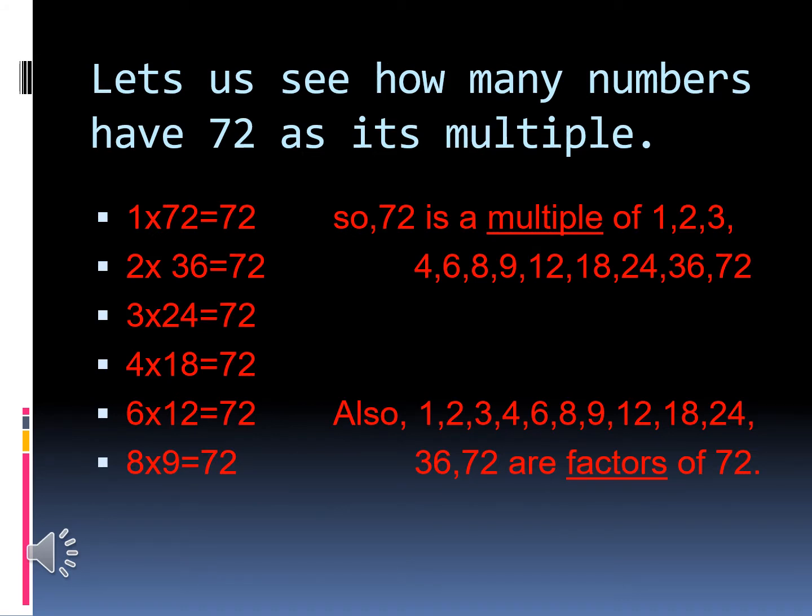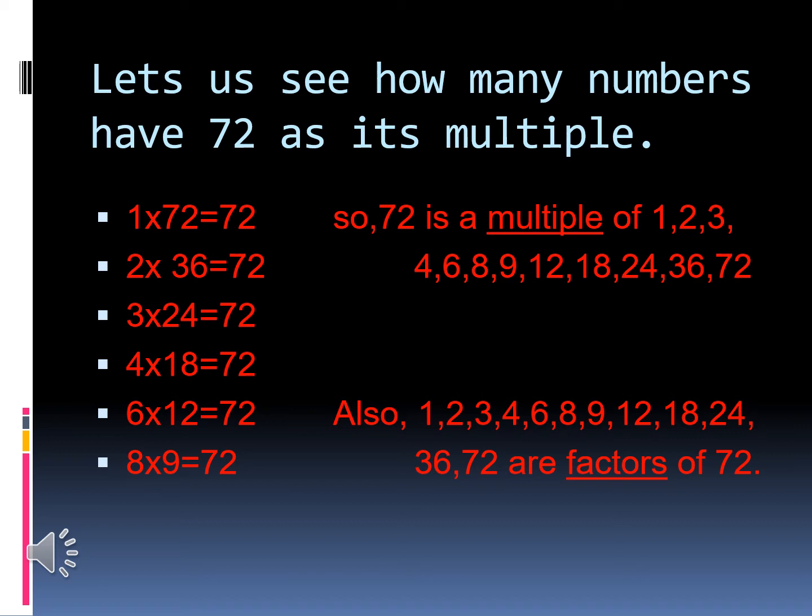Now let us see how many numbers have 72 as their multiple. Starting with the table of 1. 1 into 72 gives you 72. 2 into 36 gives you 72. 3 into 24 gives you 72. 4 into 18 gives you 72. 6 into 12 gives you 72. 8 into 9 gives you 72. Now, how to understand whether there may be more numbers which have 72 as a multiple or not is very easy.